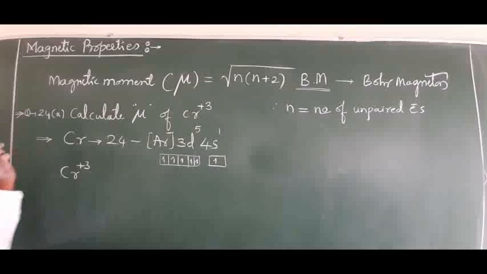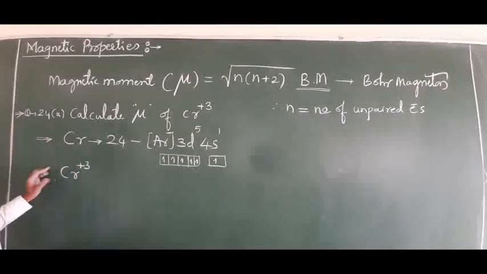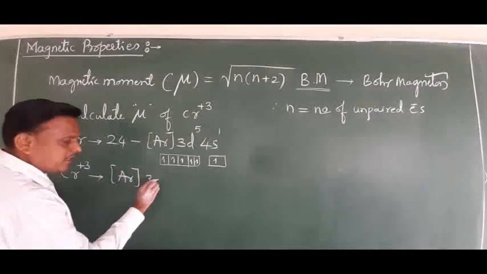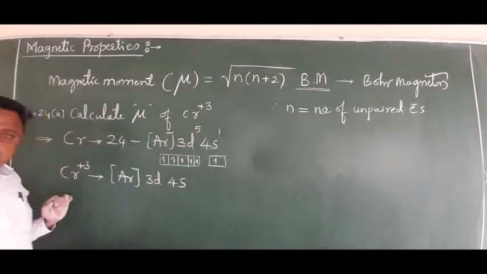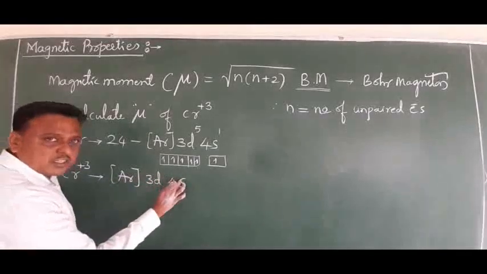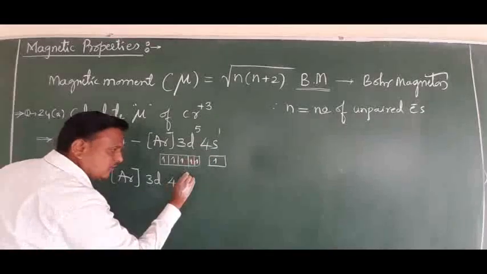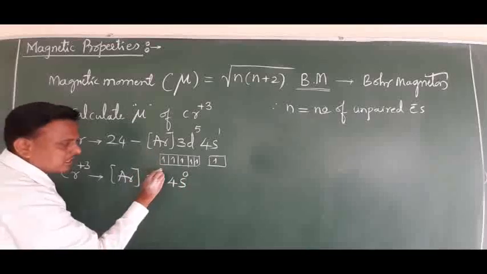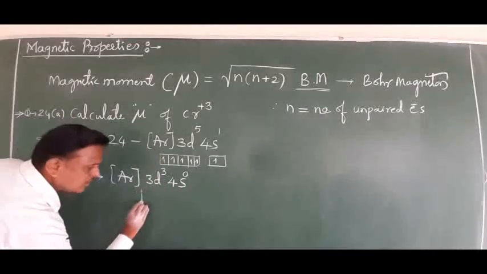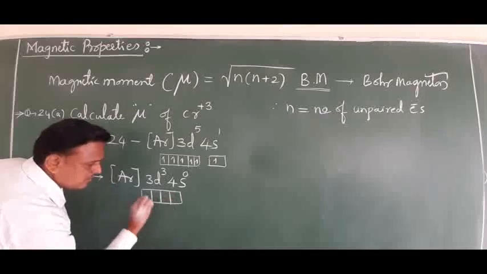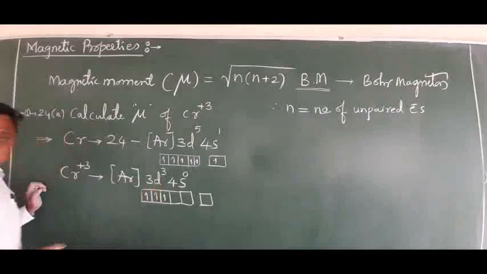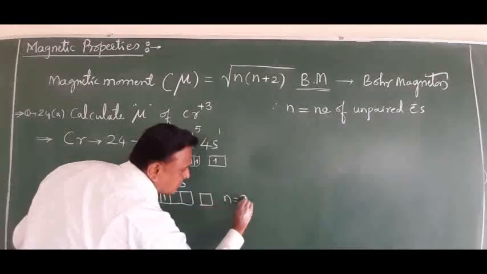Now, the oxidation state is plus 3. Plus 3 means loss of 3 electrons. We have to remove 3 electrons from chromium. How do you remove them? Argon 3d 4s. To remove 3 electrons, first remove from the outermost. The outermost has 1, it is gone, so 0. In 3d you have 5; one has gone, 2 more must be removed, so this is 3d3. So now you have 1, 2, 3. There is no electron in the s orbital. So n is equal to 3.